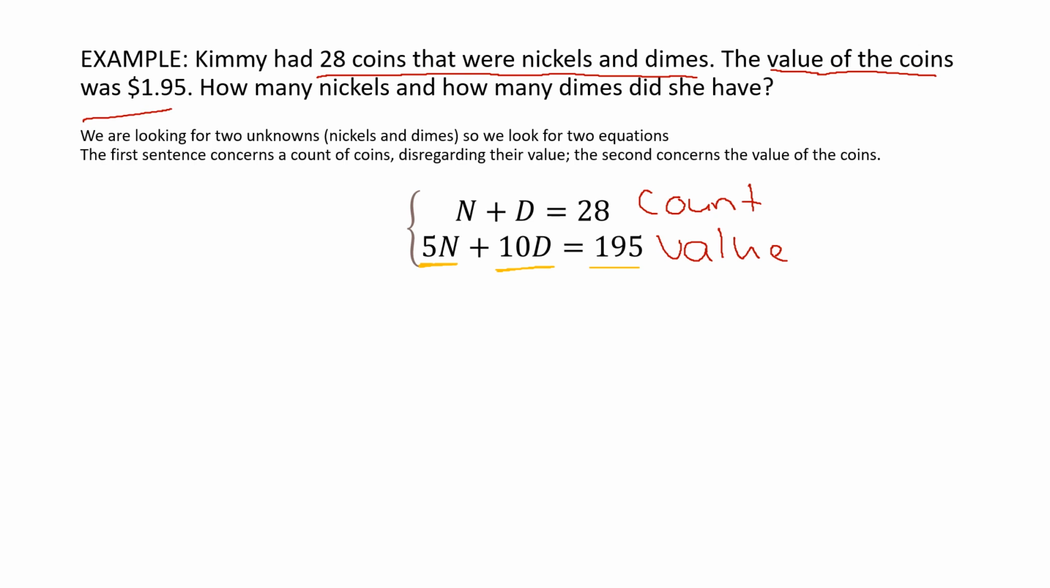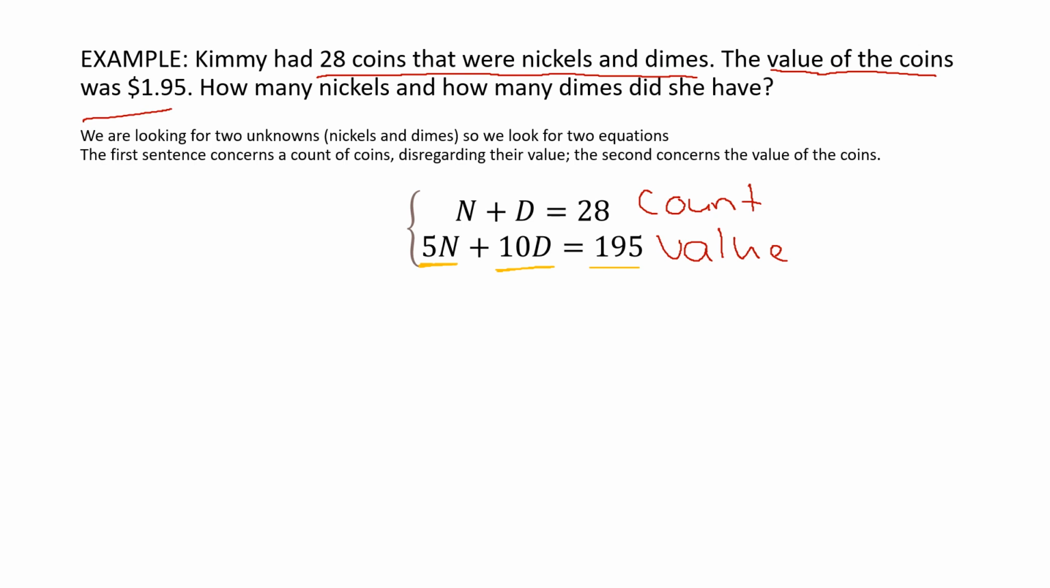My value equation is going to be the value plus the value equals the total. The value of nickels, 5 times N, because a nickel is worth 5 cents, plus 10 times D, because a dime is worth 10 cents, equals 195. I'm dropping all of my decimals, so I have it easier to work with. I despise decimals, so I'm going to drop them all. And now I can use either substitution or elimination, whichever one you are more comfortable with.